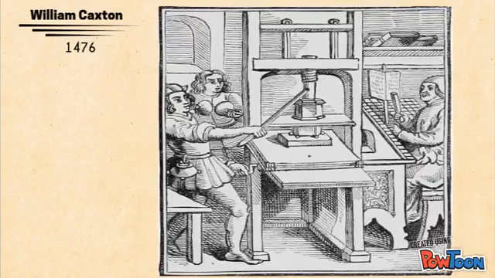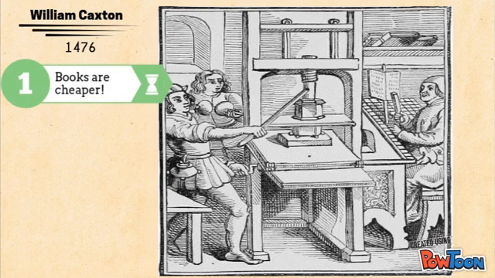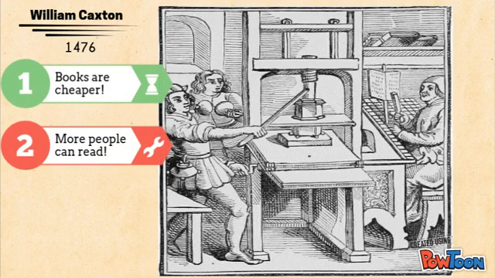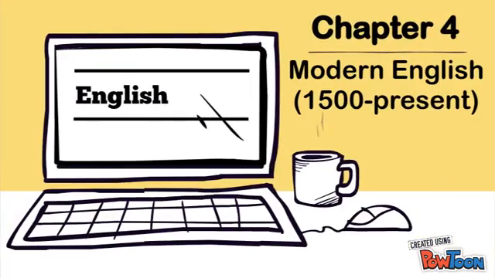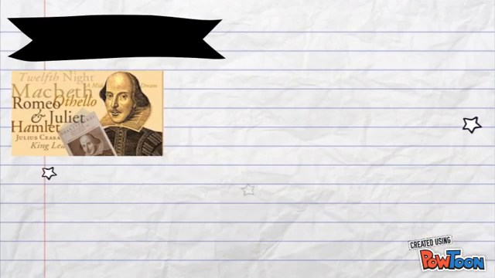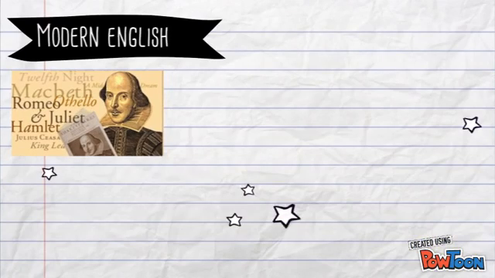In 1476, the first printing press was established in London, and some valuable manuscripts were printed. Books became cheaper, and more people learned to read. This brought the need to make a standard English, and with it, Modern English period started. By the time of Shakespeare's writings, the language had become clearly recognizable as Modern English.